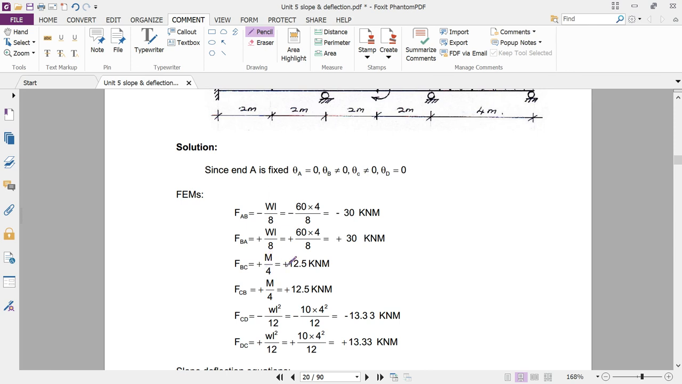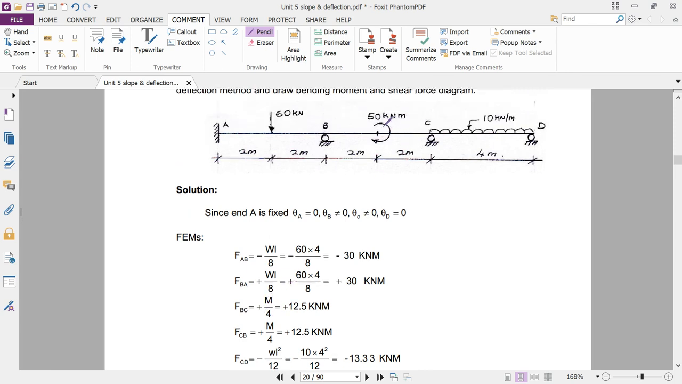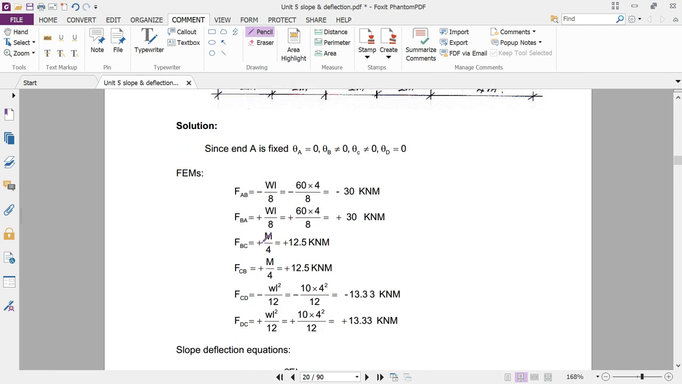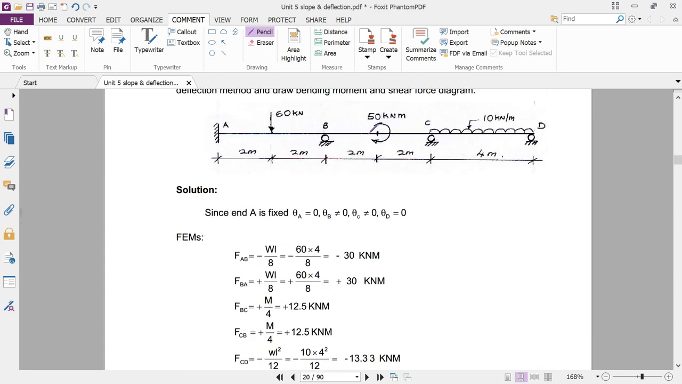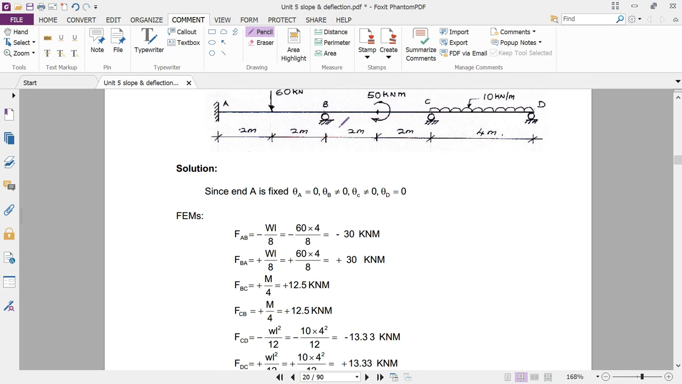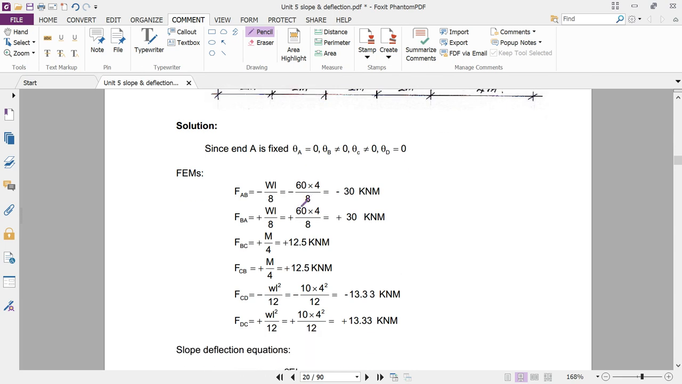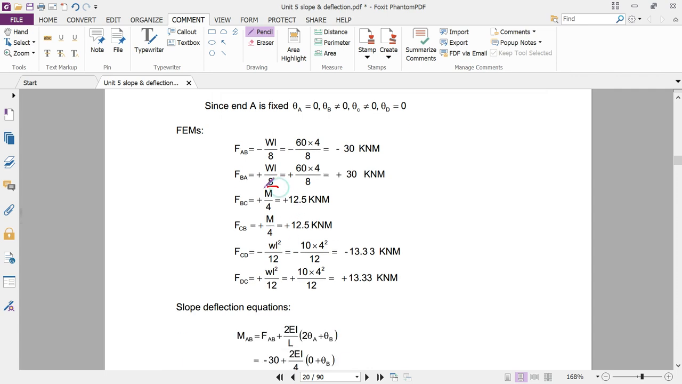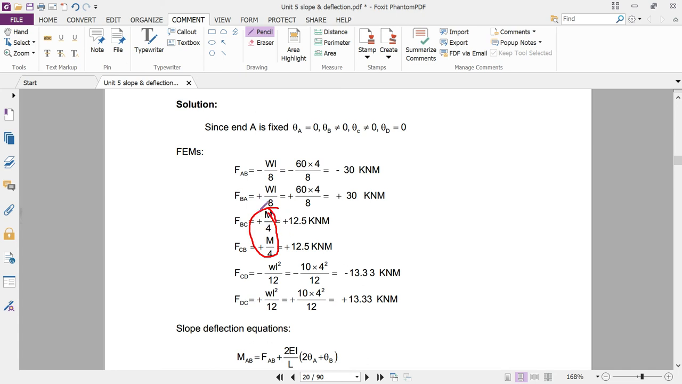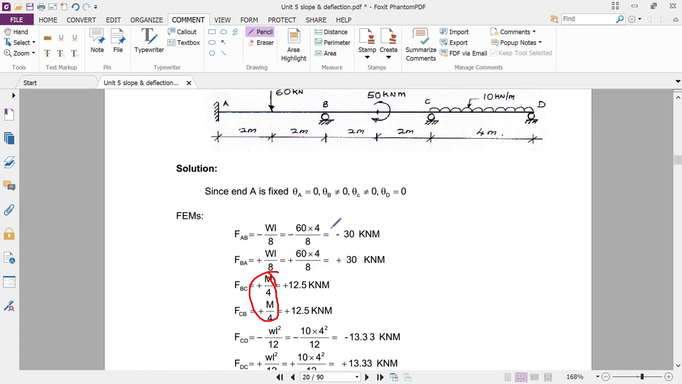Why is it considered positive? Because the moment is clockwise. If it is anticlockwise, the formulas become minus M by 4 and minus M by 4. But here the moment is already acting clockwise, so the fixed moments generated at B and C must be equal to M by 4, a positive moment. This is the standard formula for the fixed end moment for a beam subjected to a central moment, which you have to understand very carefully.